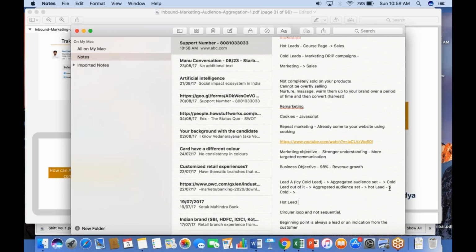The hot lead ends up making a purchase, and this is still an aggregated audience set because you want to drive repeat behavior for that particular user with the brand. Let's say you've purchased a digital marketing course in the context of Digital Vidya. Say you purchased a search engine optimization course. Now I want you to purchase a course on search engine marketing or social media marketing. Now you're already a customer, and I want to repeat engage with you. So you are part of a different aggregated audience bucket, which is a bucket of existing customers.